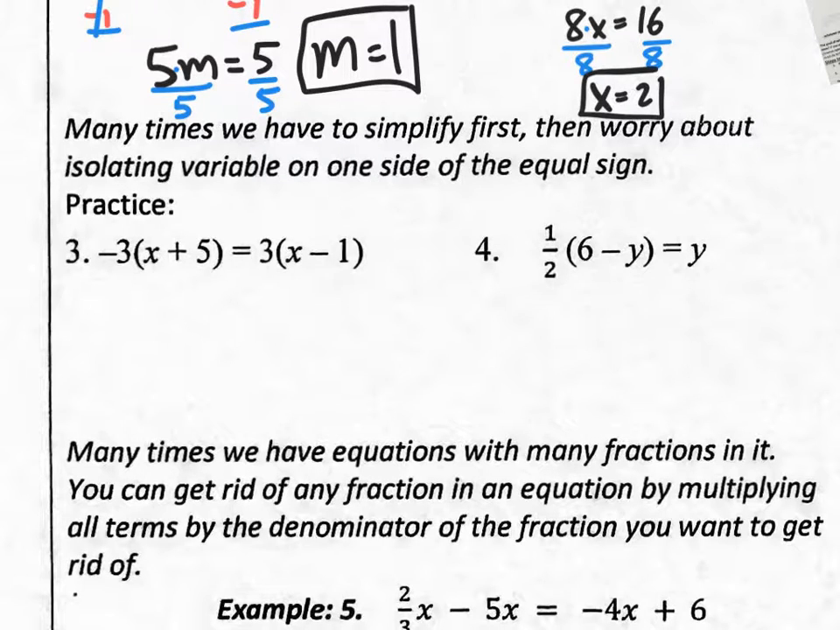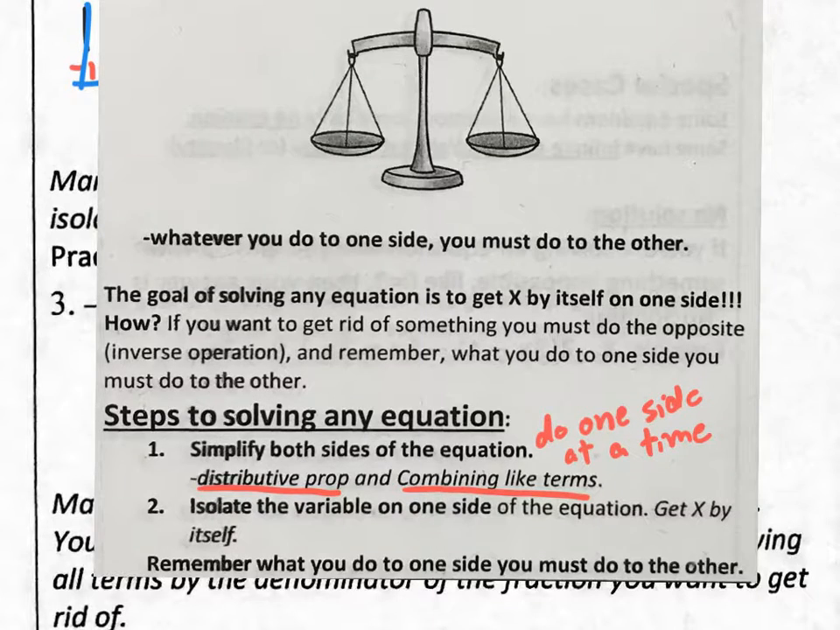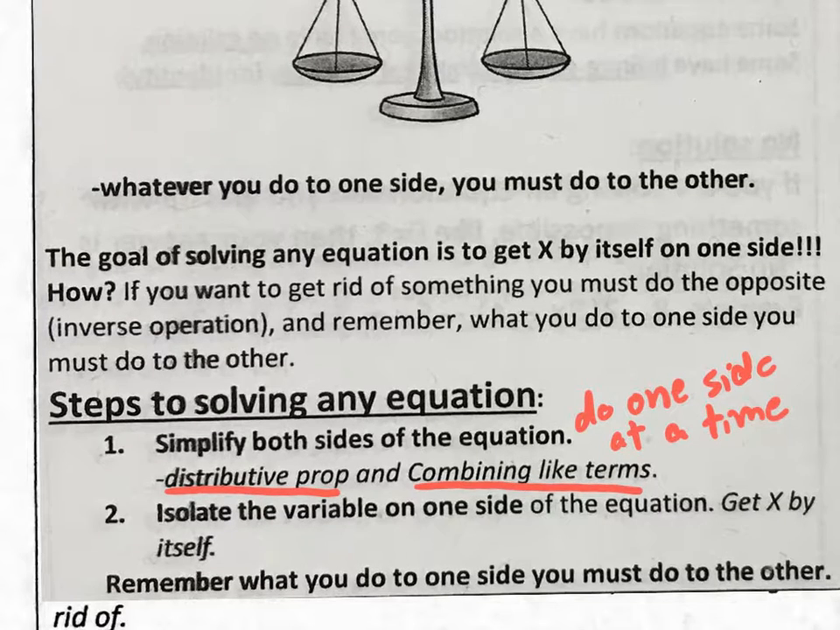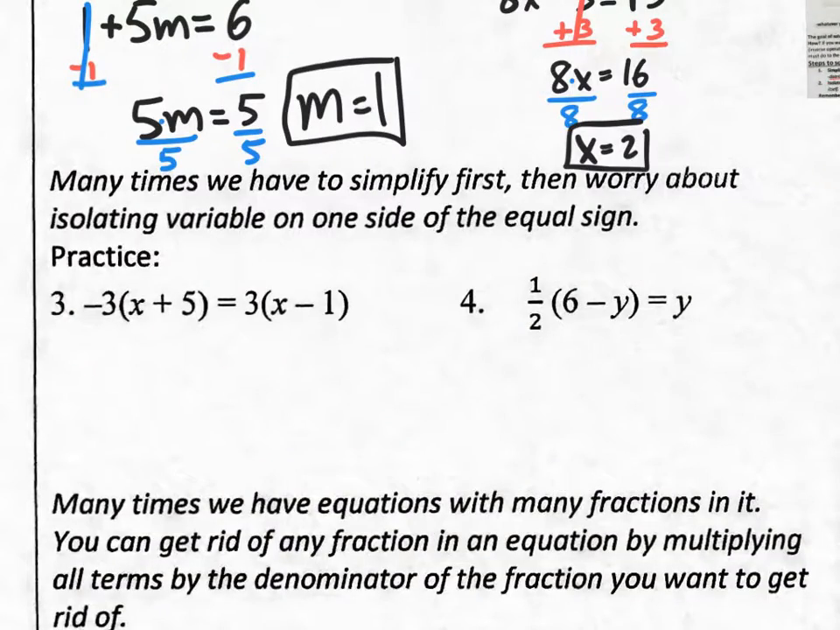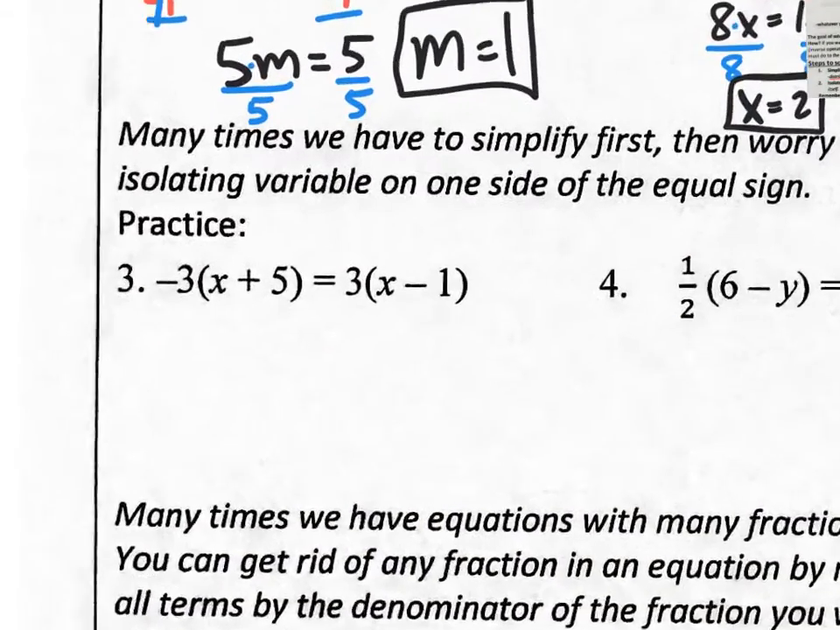Now these next two problems is where we actually have to simplify first. All right, this is again step 1 on solving any equation. From the front side, step 1, simplify both sides of the equation. Of course, you want to do one side at a time. And what does it mean to simplify? It means two things: distributive property and combining like terms. You might have both to do, you might only have one of those to do. So let's take a look at number 3.